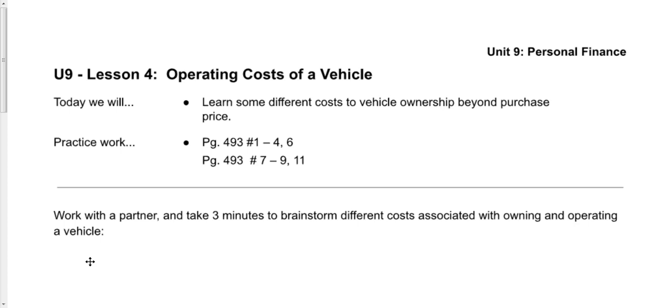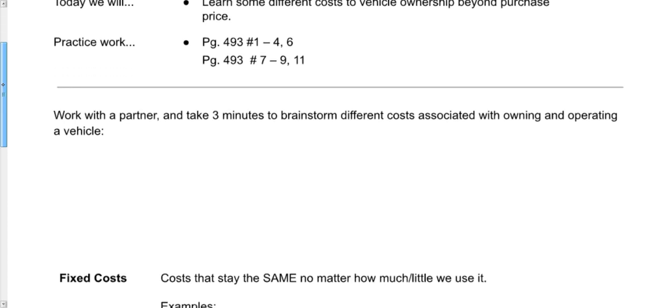So now we're going to take a look at the operating costs of a vehicle. We've already decided how we could possibly pay for or obtain a new vehicle. Now we've got to figure out how we pay for it on an ongoing basis. So we could take a few minutes to try and figure out different costs associated with owning a vehicle.